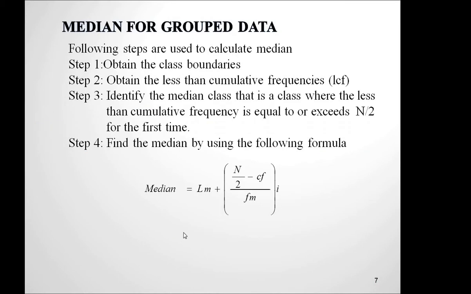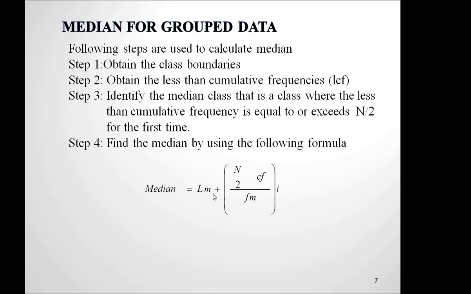Let us see the computational procedure of median for grouped data. It is quite simple. Step 1: obtain the class boundaries. Step 2: obtain the less than cumulative frequencies. Step 3: identify the median class, that is, the class where the less than cumulative frequency is equal to or exceeds n by 2 for the first time. Step 4: find the median by using the given formula.